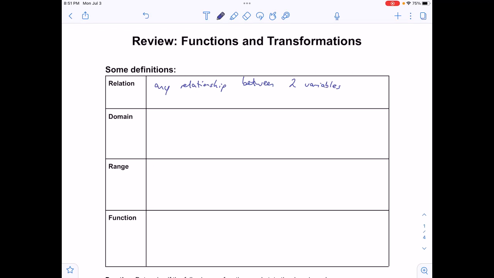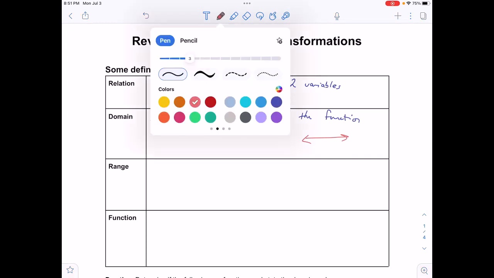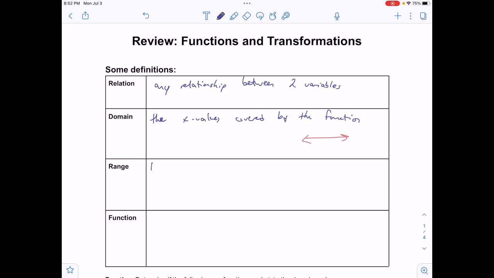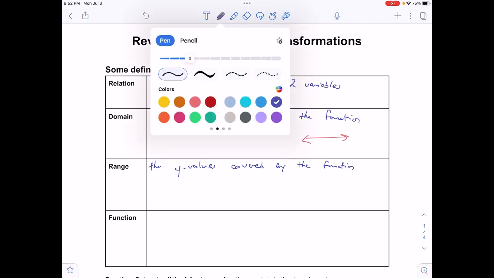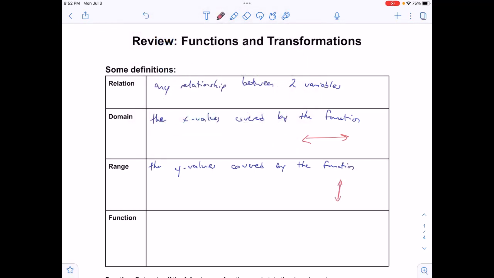You were also exposed in grade 11 to the domain and range. Recall that the domain is the horizontal span of x values that are covered by a function. So you could just say that these are the x values covered by the function. Range is the vertical span. So these are all of the y values that are covered by the function, and this is how far up and down the entire function goes.